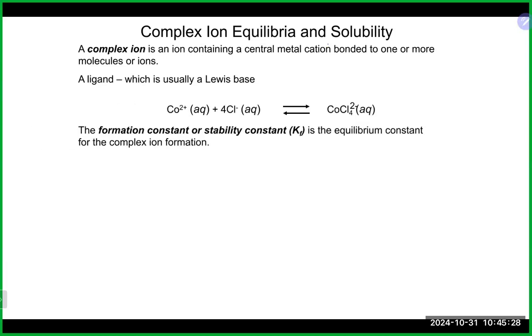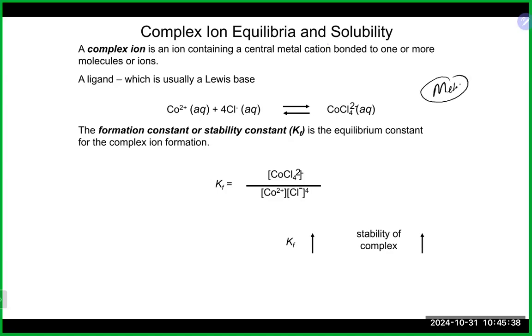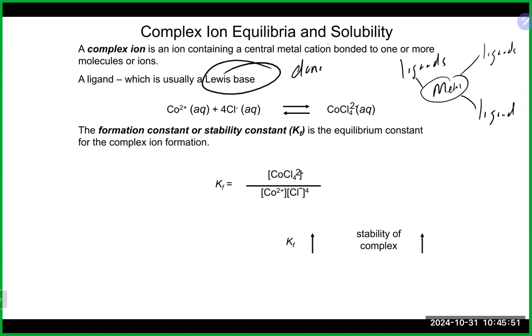And when we have a complex ion, it is basically a metal, and a lot of times it's those transition metals in the middle, and there are some type of ligands attached. And ligands are Lewis bases. If you remember, a Lewis base is something that will donate a pair of electrons. That is usually things that are negatively charged because they have extra electrons.